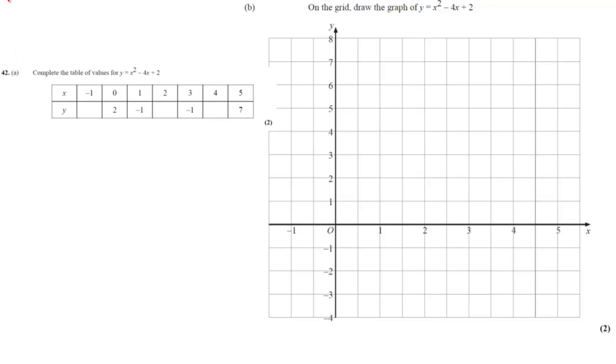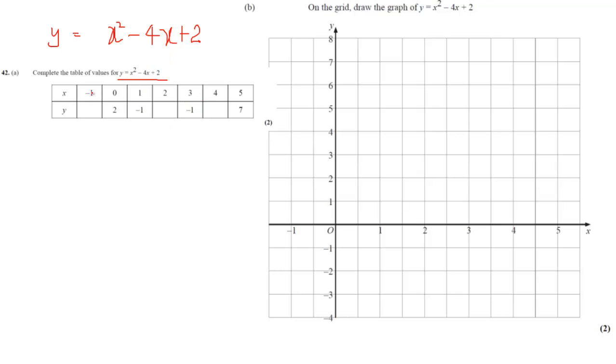Okay, this is question number 42. In here, this is the equation, right? So do keep an eye on it and make sure you can see it clearly. It is y is equal to x squared minus 4x add 2. Okay, it's difficult to write here, but you've got the quadratic expression.